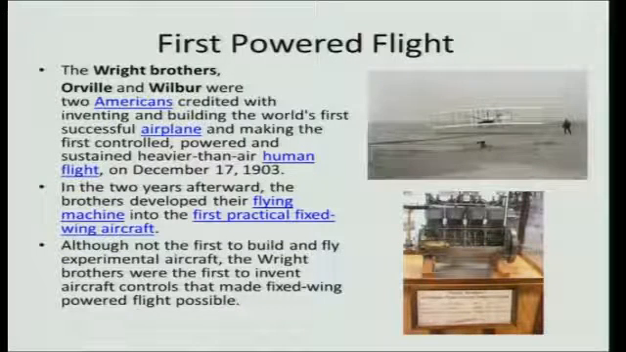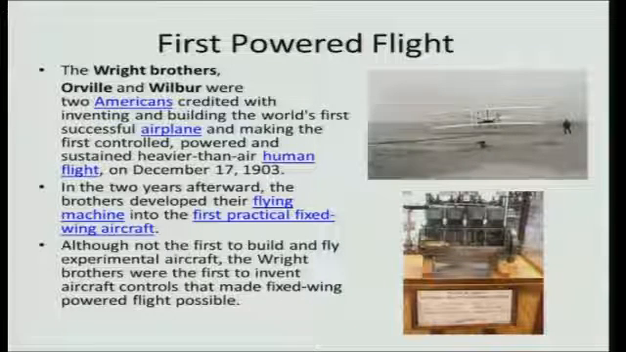The picture of that you can see here, and they used a piston propeller engine, a big piston engine. As you can see, this is the engine that they used with a big propeller. They used the piston propeller engine to provide the thrust to fly their vehicle, and in the 2 years afterward they developed their flying machine into the first practical fixed wing aircraft.